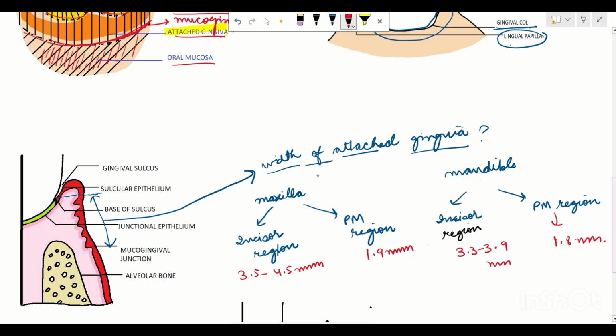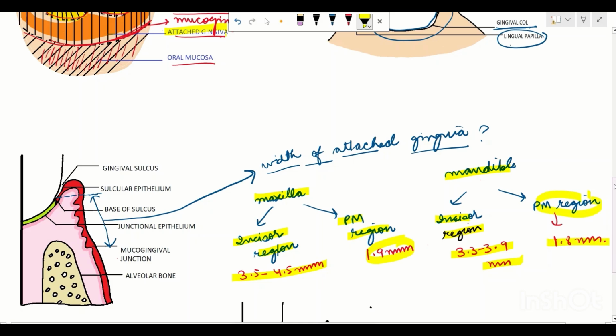So the width of attached gingiva is the distance from the base of the gingival sulcus to the mucogingival junction, and this distance, in the maxilla, is greater in the incisor region, that is your 3.5 to 4.5 mm. In the premolar region, it is 1.9 mm. In the mandible, it is greater in the incisor region, that is 3.3 to 3.9 mm, and in the premolar region, it is least, that is your 1.8 mm.